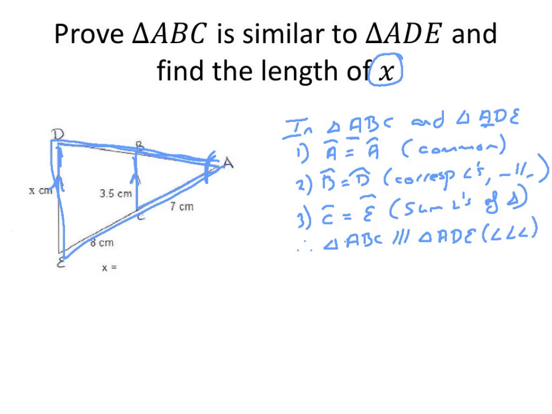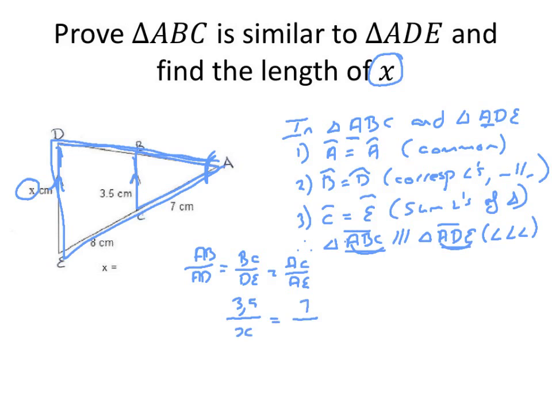From that, I can go and find x. I'm going to be looking for that x, writing my sides in proportion. I'm going to just come up here quickly. AB over AD is equal to BC over DE is equal to AC over AE. Remember, I read it off my triangles there. AB over AD, AC over AE, etc. Fill in what we know. We don't have AB, we don't have AD. BC is 3,5, and DE is what we're looking for, x, and AC is 7, and AE is 8.